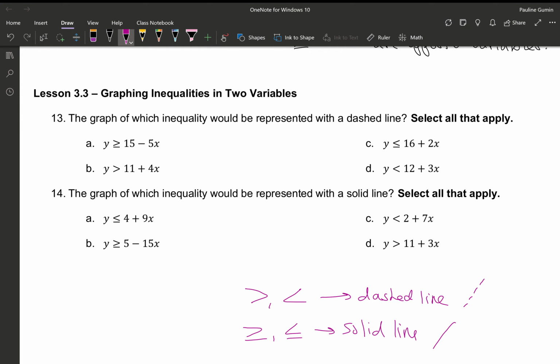So in number 13, when it asks you which inequality represents a dashed line, it would be B and D. And number 14, when it asks us to identify a solid line, we're looking for the symbols with a solid line, A and B.